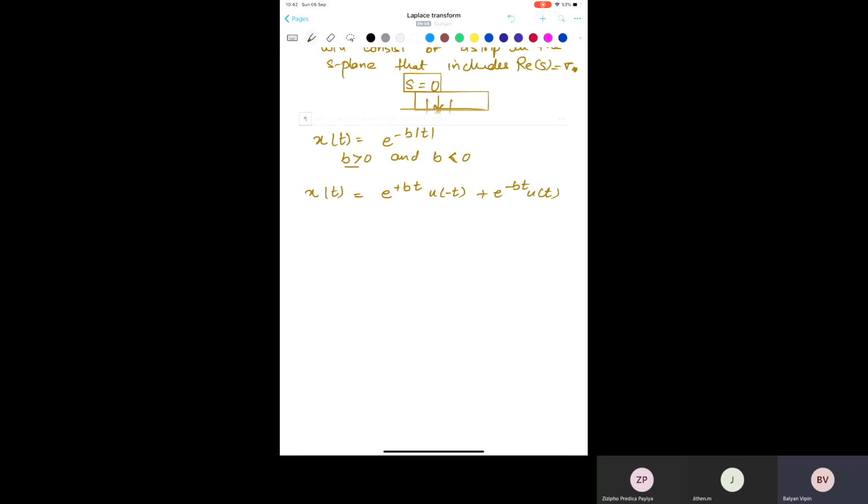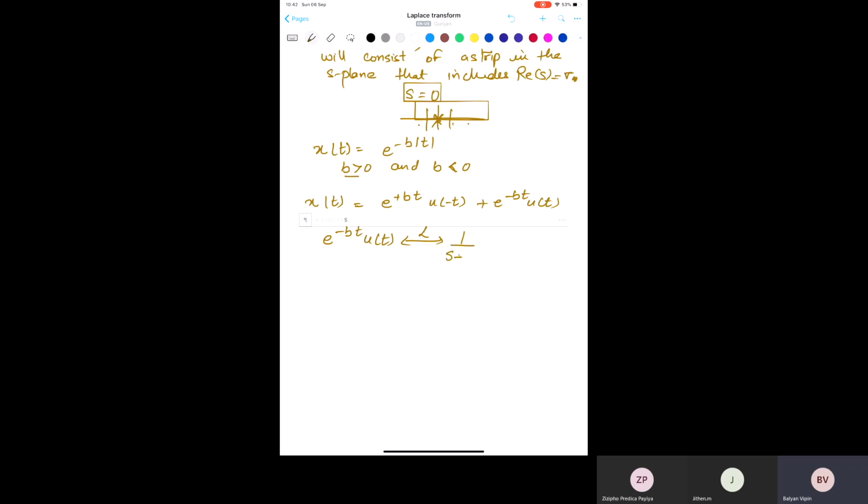So if I find the Laplace transform of this, what will it be? If you remember that s minus 4 example, it is 1 over s plus b, and real s greater than minus b will be its ROC.